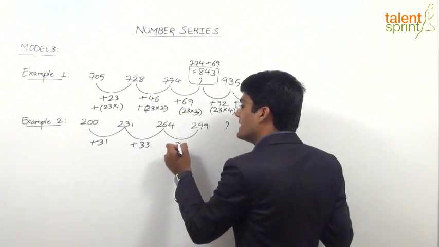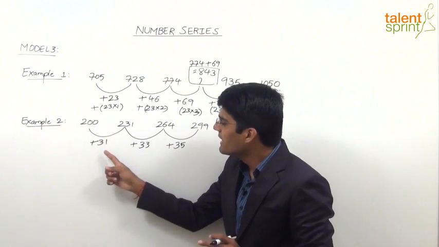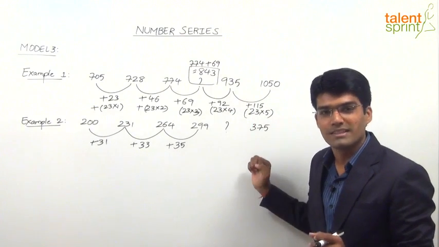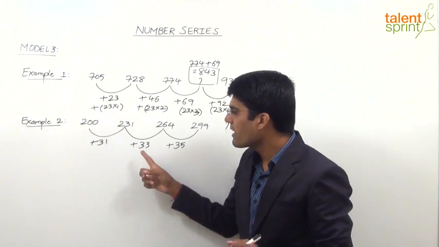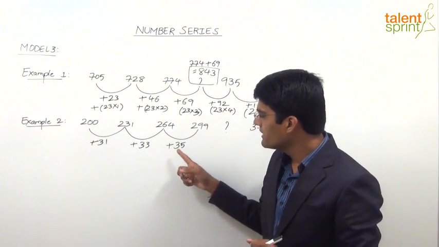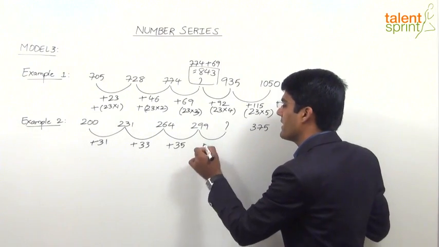264 plus 35 will be 299. Now if you try to observe the differences here, 31, 33, 35. So it is pretty obvious that we have got the logic. These are all odd numbers starting from 31. That is 31, 33, 35. The next one has to be 37. So let's go ahead with 37.